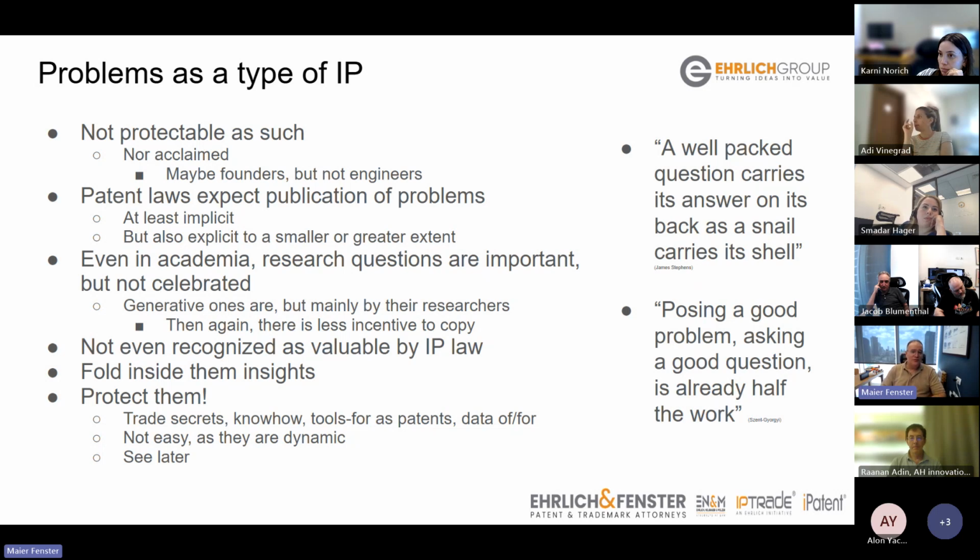However, I believe problems are very valuable IP, and you should be protecting them. I'll explain a bit more later. It's not easy, but you need to try to do it.